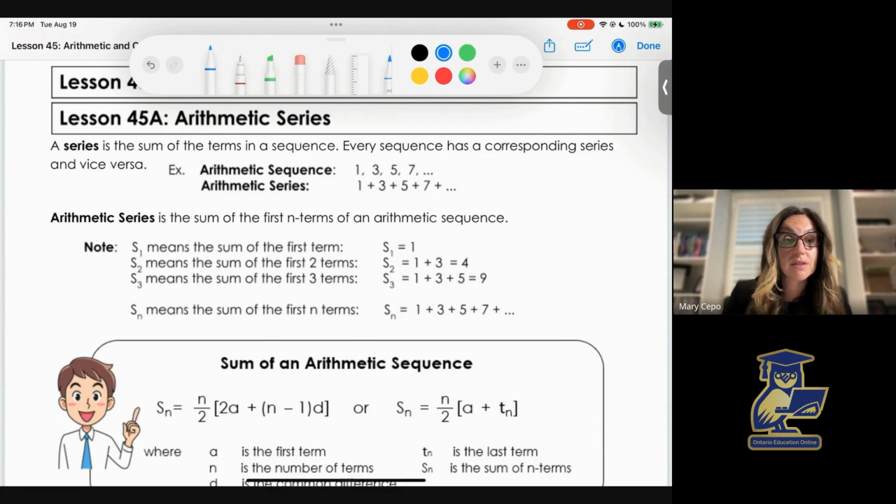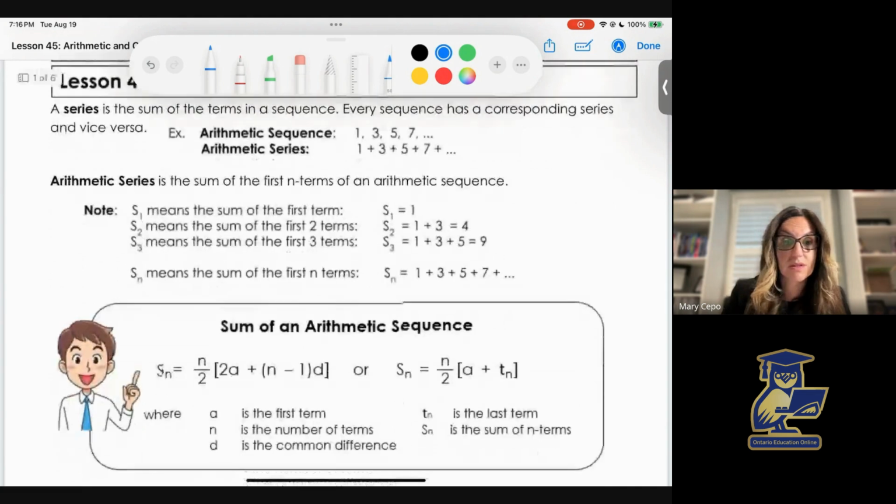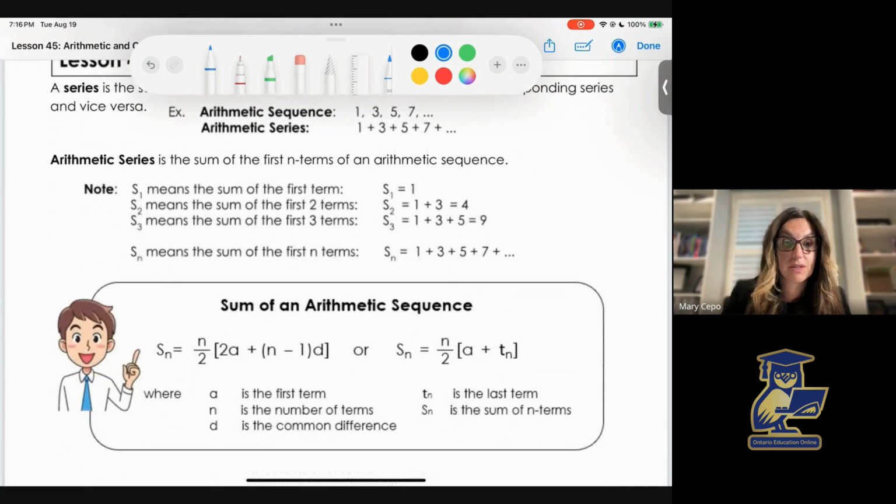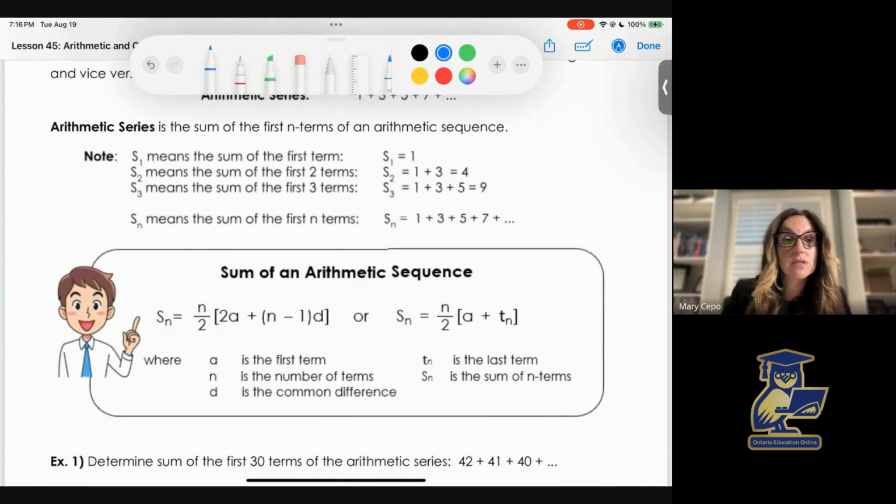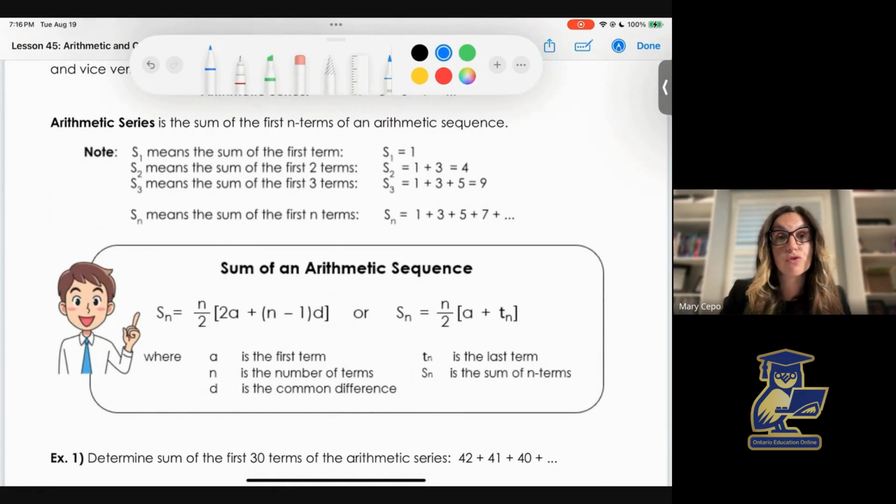So an arithmetic series is the sum of the first n terms of an arithmetic sequence. So adding up all the terms in an arithmetic sequence gives you the arithmetic series. So note, S subscript 1 means the sum of the first term. In our case, S subscript 1 would equal 1 because that's the first term. S subscript 2 means the sum of the first two terms. So we take the 1 plus the 3, which is 4.